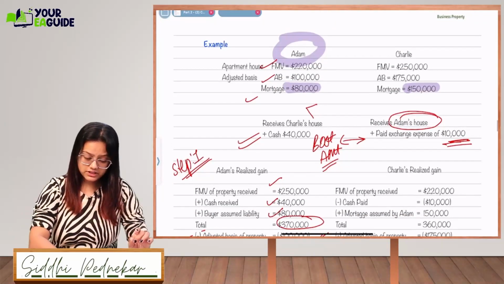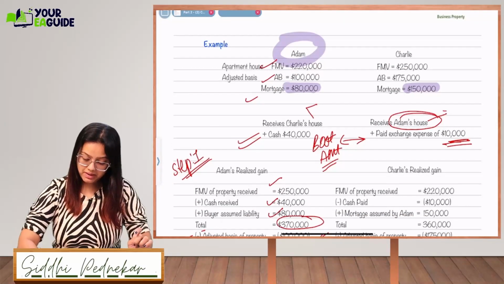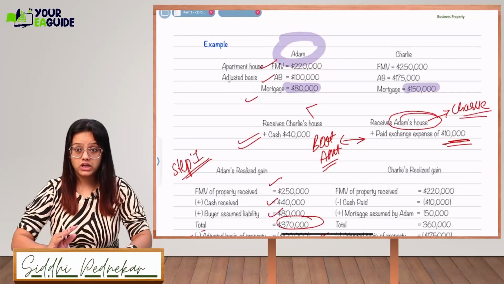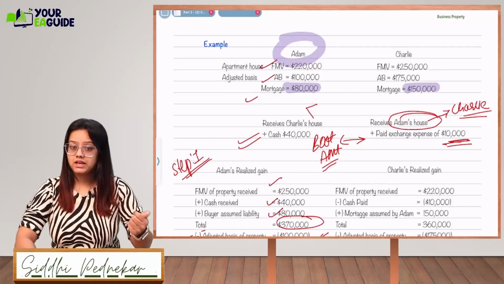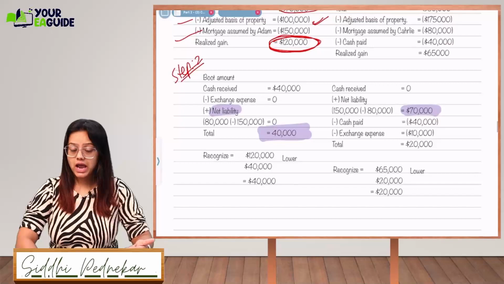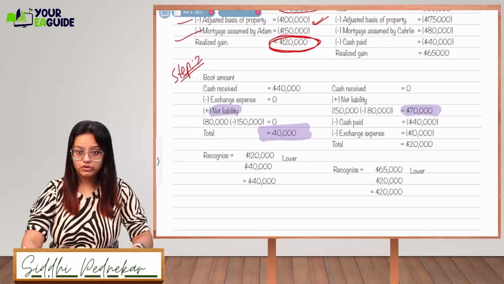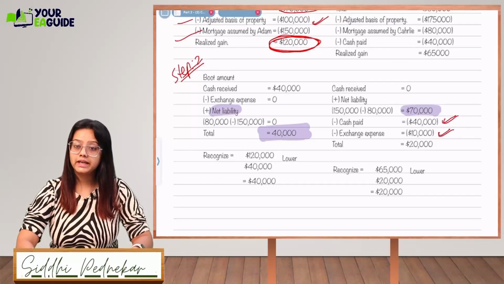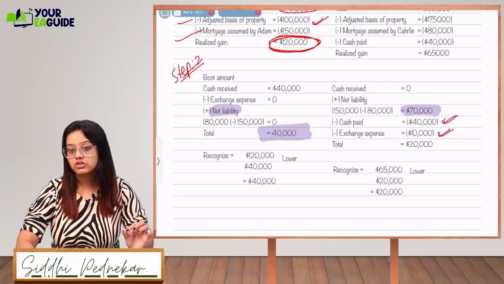So the exchange expense here is paid by Charlie. That's why it is not reduced in Adam's cost. Okay, so Charlie is paying cash, and Charlie is also paying the exchange expense. So when we calculate from Charlie's point of view, we are going to reduce the cash paid, and we are also going to reduce the exchange expense which Charlie is paying.